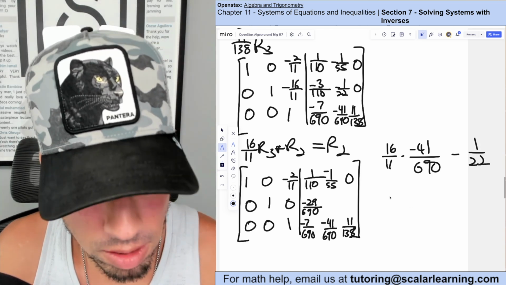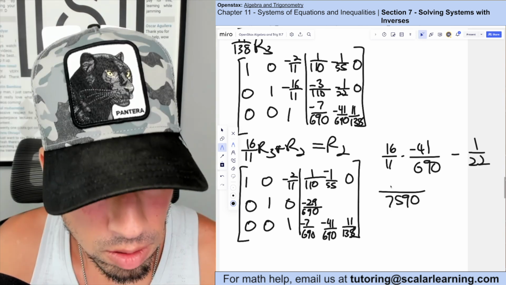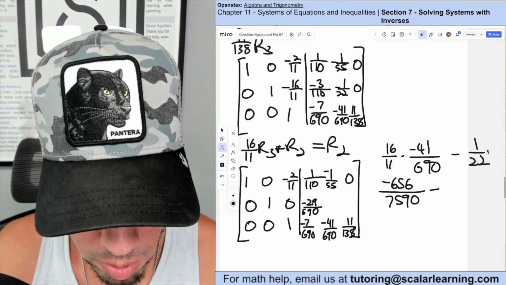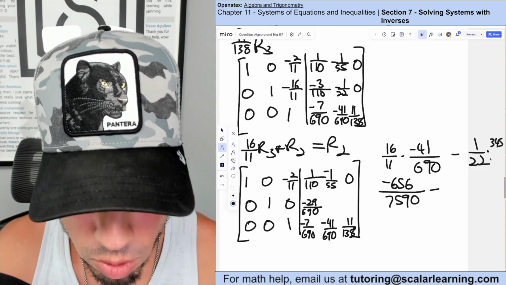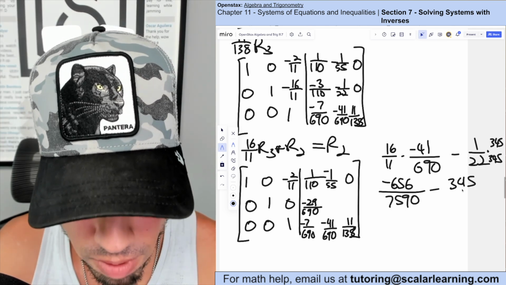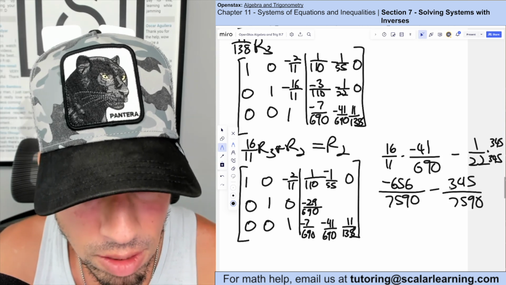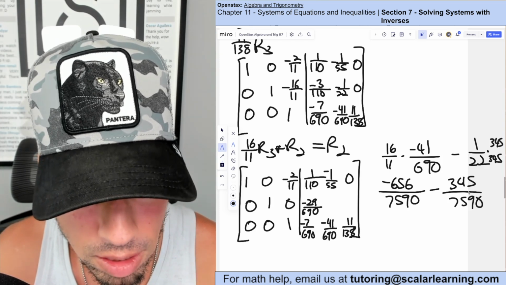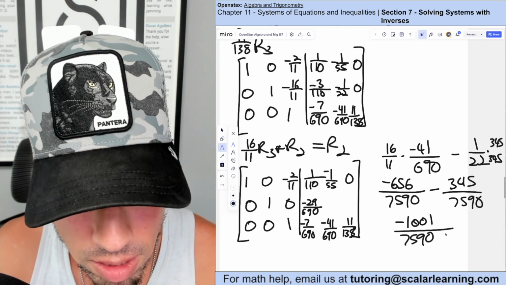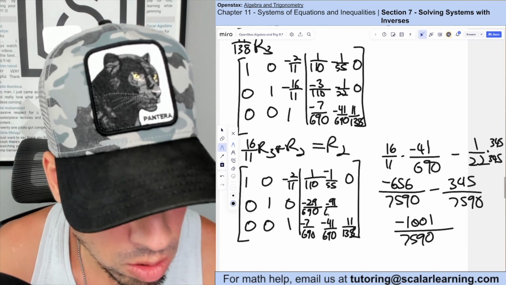So again, 11 times 690 is 7590. 16 times negative 41 is negative 656. So to get 7590 here, we got to multiply top and bottom by 345 like so. And that's going to give us minus 345 over 7590. Negative 656 minus 345, that's negative 1001 over 7590. Divide top and bottom by 11, and we get negative 91 over 690.